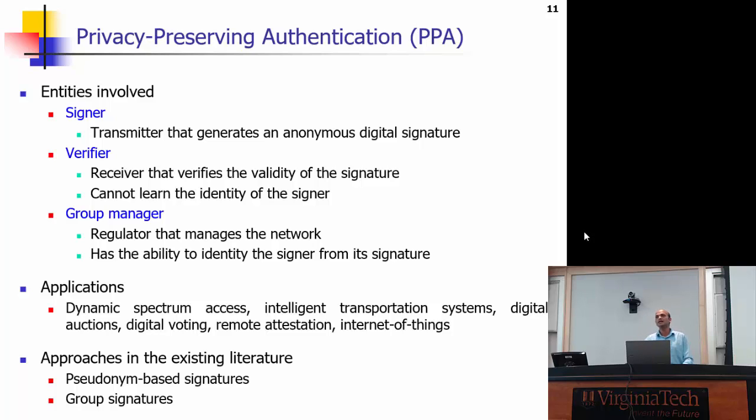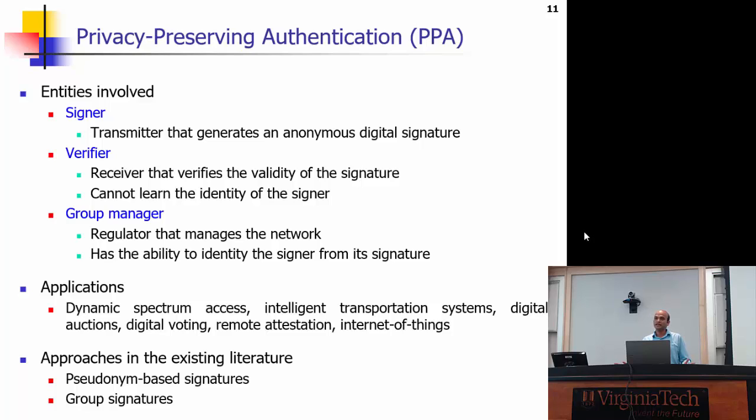Now we have a group manager who is like an FCC, which knows how many licenses have been provided and how many keys have been given to these signers. Now this idea of privacy preserving authentication can obviously be applied to dynamic spectrum access, but there are other ways in which you could actually use this idea.